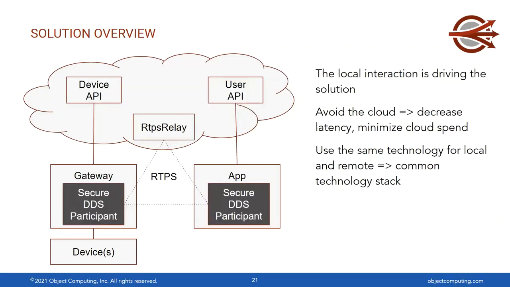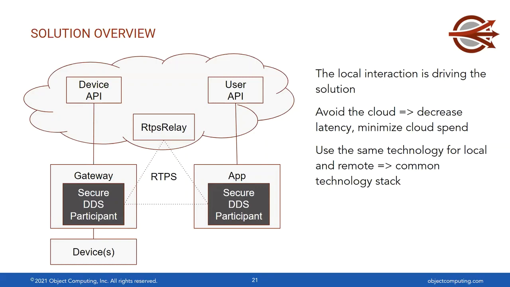So to pull all that together, we've got device APIs, we've got APIs to support our users that are running in the cloud, and we have this RTPS relay that allows them to communicate with each other over the cloud. But the real driver in this solution is this local interaction, because by avoiding the cloud, we're decreasing latency, avoiding network hops, and we're also minimizing our cloud spend, because not every message is going through the cloud, and therefore we don't have to pay in terms of network, and we also don't have to pay in terms of the CPU utilization that might require.